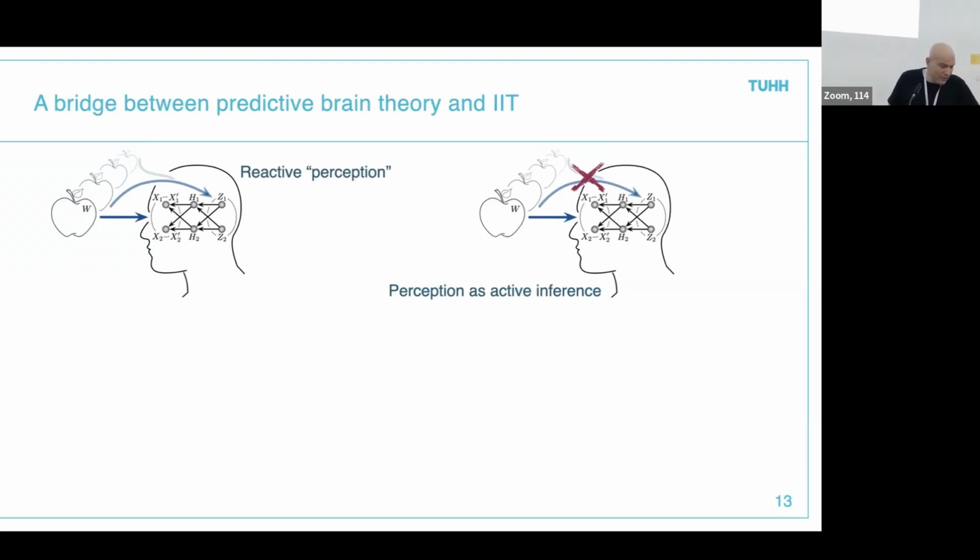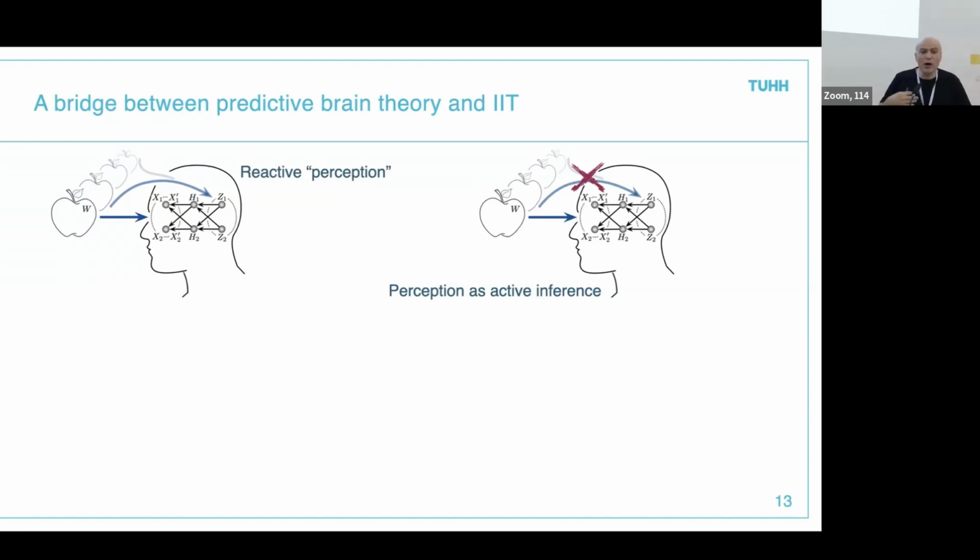I personally think that recognition takes place in two ways. There's a reactive perception, which basically applies the recognition network. It's highlighted on the left-hand side here. So the internal state is basically the outcome of the recognition network, which is implemented in the system. That's one way.